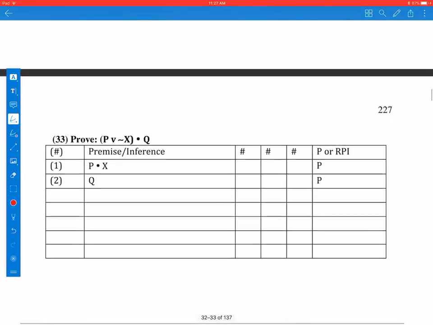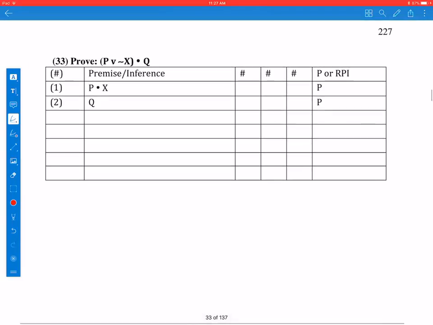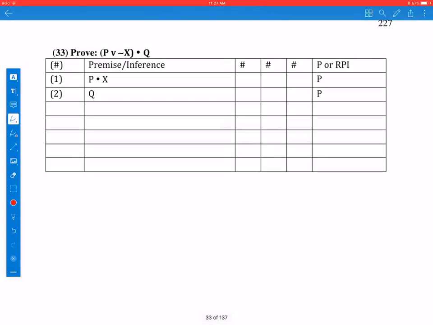Okay, let's do another. Okay, this one here, let's see. P or not X and Q. Well, now notice that the main operator here is a conjunction, which means if we have P or not X and we have Q, if we get those separately, we can just conjoin them together. So let's think about those jobs separately. And besides, the Q is just waiting.